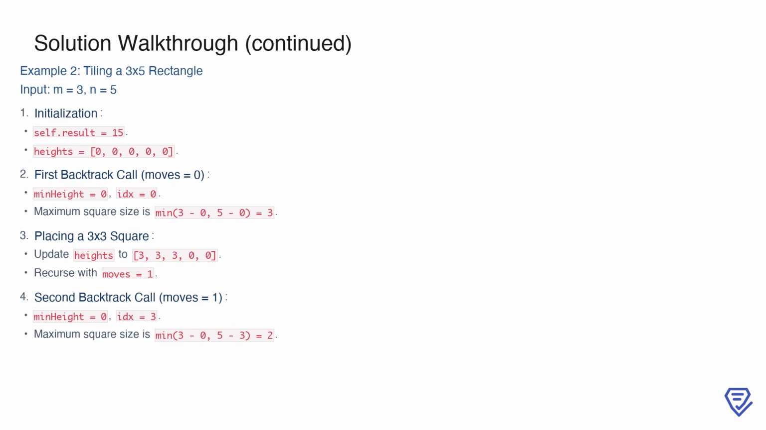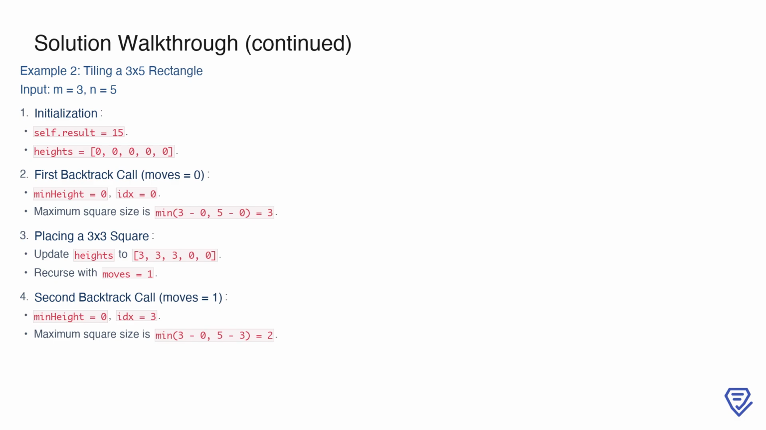Here, self.result is set to 15, and the heights array becomes 0, 0, 0, 0, 0. The first backtracking call begins with moves equals 0. The minimum height is 0 at index 0, and the largest square that can be placed is determined as min(3 - 0, 5 - 0), which equals 3. A 3 by 3 square is placed in the rectangle, updating the heights array to 3, 3, 3, 0, 0. A recursive call is made with moves equals 1.